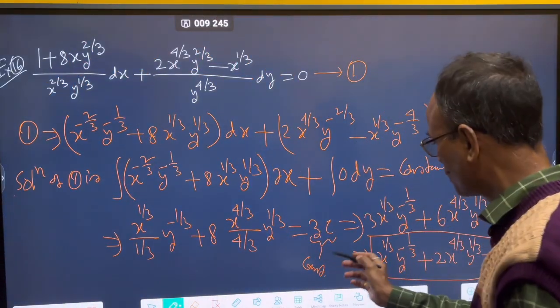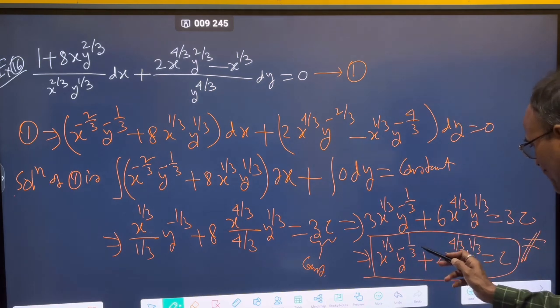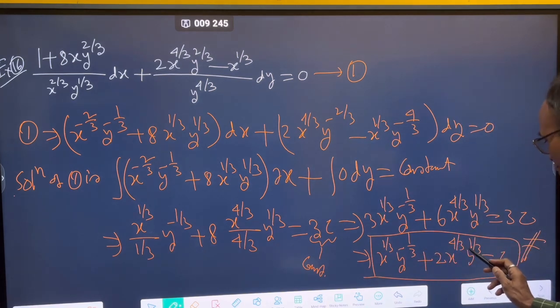Previously also we got x to the power 1 by 3 y to the power minus 1 by 3 plus 2 times x to the power 4 by 3 y to the power 1 by 3.